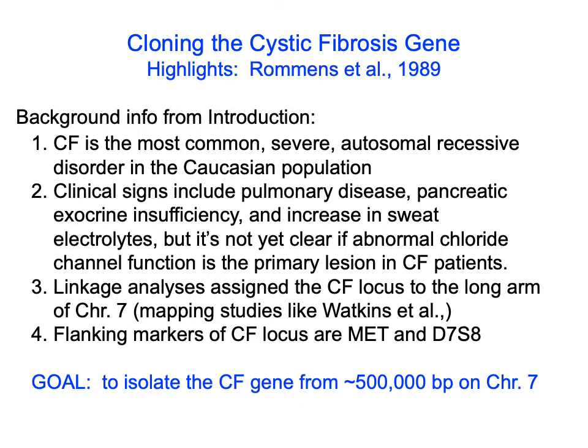Okay, so the first of the 2 papers, again published back-to-back, so basically at the same time in the same issue of the journal, is called Rommens et al. And the background information they include in their introduction is to remind us that cystic fibrosis is the most common severe autosomal recessive disorder in the Caucasian population. The clinical signs include pulmonary disease, pancreatic exocrine insufficiency, and an increase in sweat electrolytes.